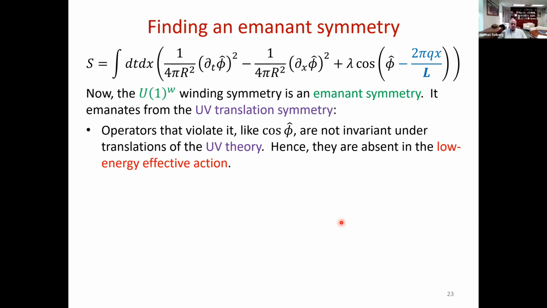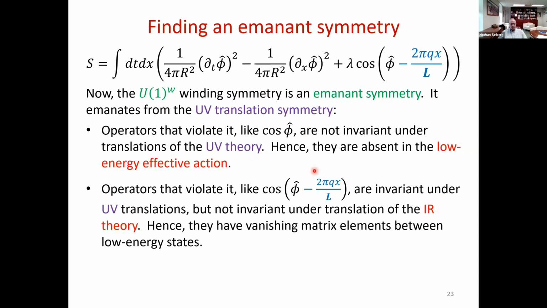So let's examine various operators. An operator like cosine phi hat looks very natural from the IR point of view, but it's not invariant under the notion of translation in the UV. And therefore, this operator is clearly not present. So we cannot get here corrections proportional to cosine phi hat, because this violates a UV symmetry. More interesting are operators like that. This operator does exist in the spectrum and does exist in the action. This operator is invariant under UV translation, but it's not invariant under IR translation.